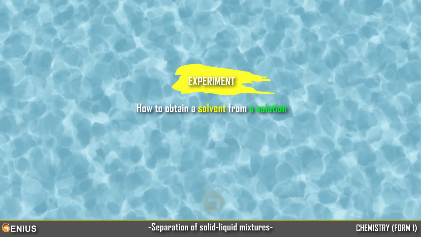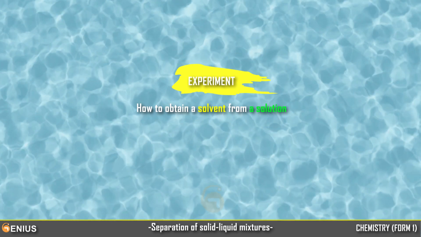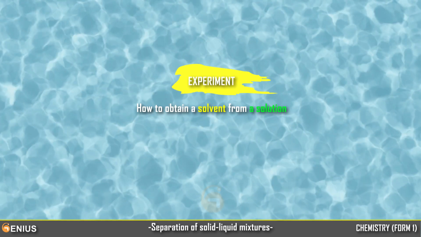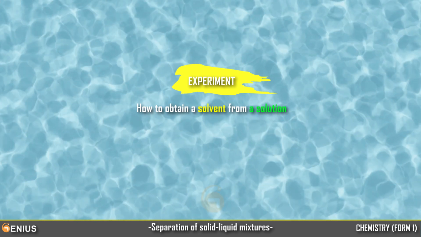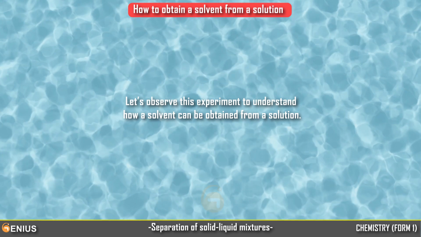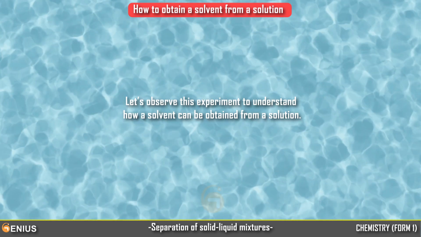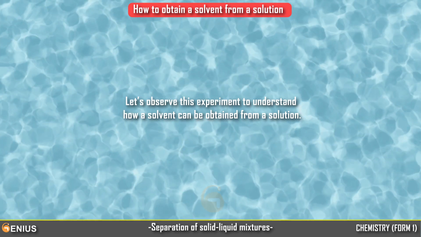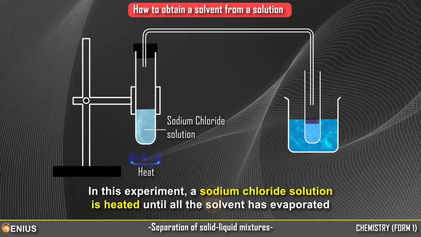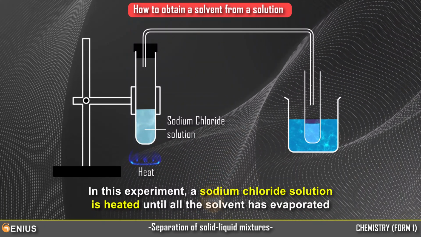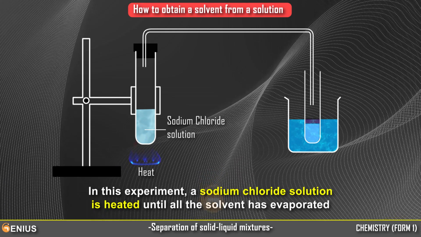Experiment. How to obtain a solvent from a solution. Let's observe this experiment to understand how a solvent can be obtained from a solution. In this experiment, a sodium chloride solution is heated until all the solvent has evaporated.